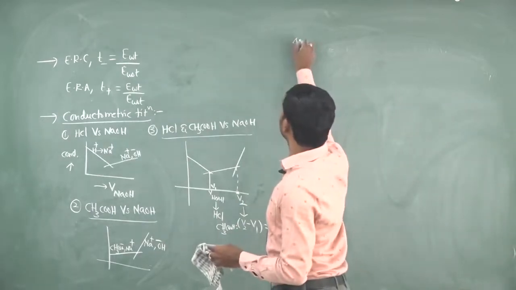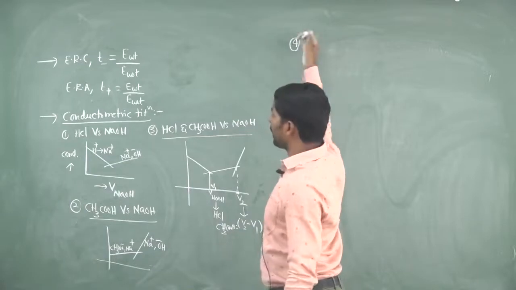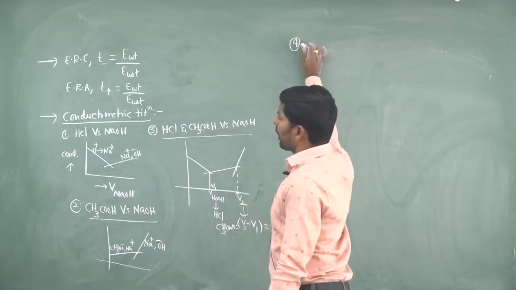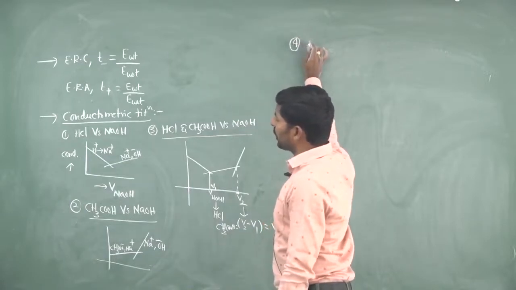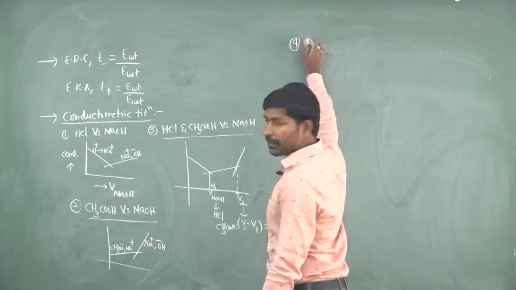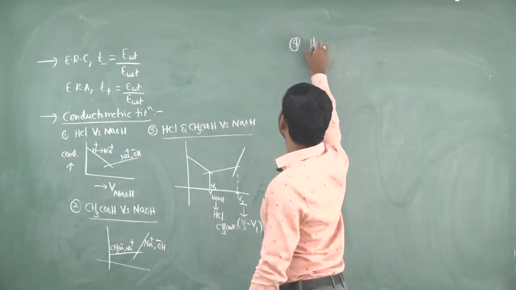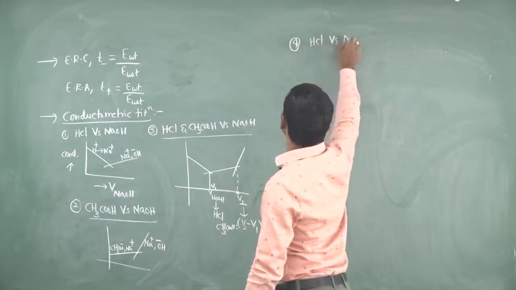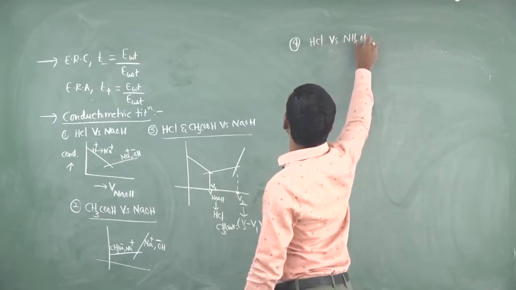Fourth one we discussed, strong acid versus weak base. Strong acid versus weak base: HCl versus ammonium hydroxide.